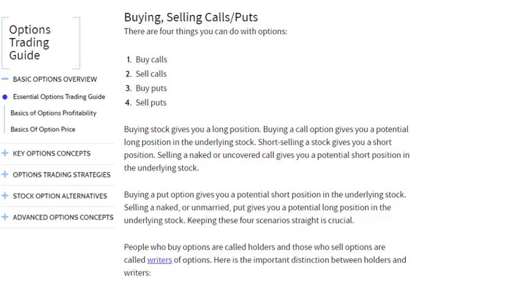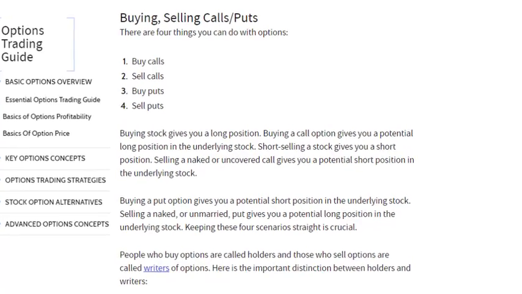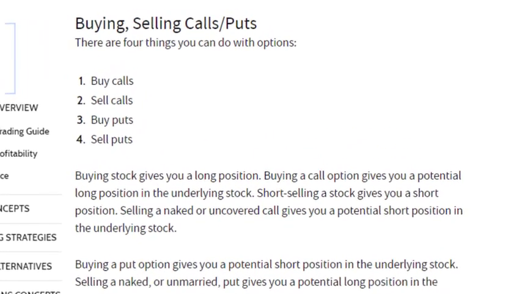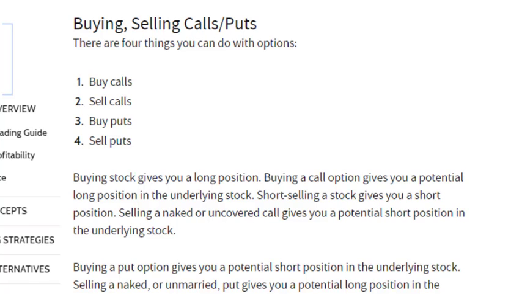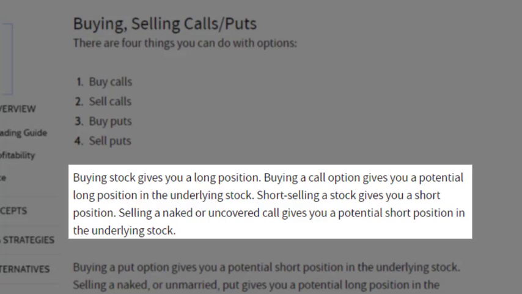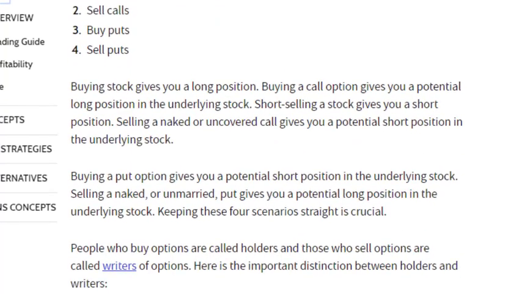Moving back to the article here, let's go over buying calls, buying puts, and selling puts. They break down some basics here. So buying stock puts you in a long position. Similarly, buying a call option gives you a long position. And short selling a stock gives you a short position, or selling a naked call or an uncovered call gives you a short position. The inverse is true for puts.